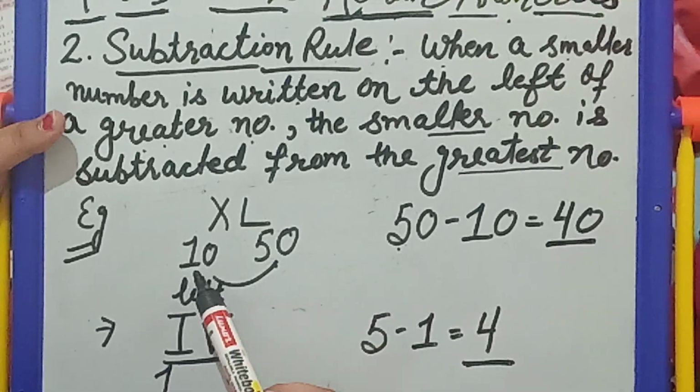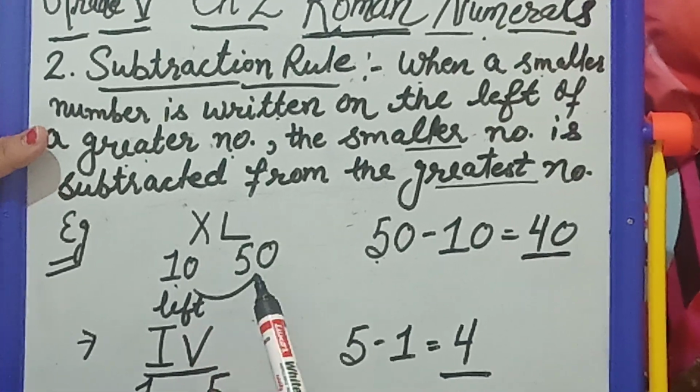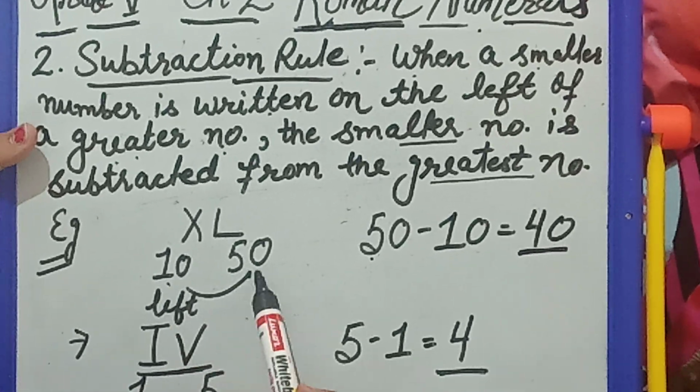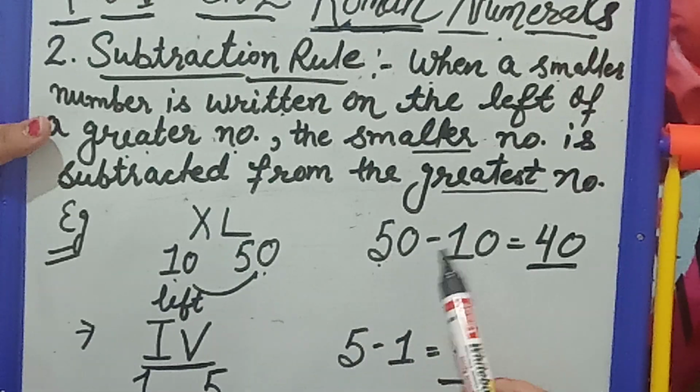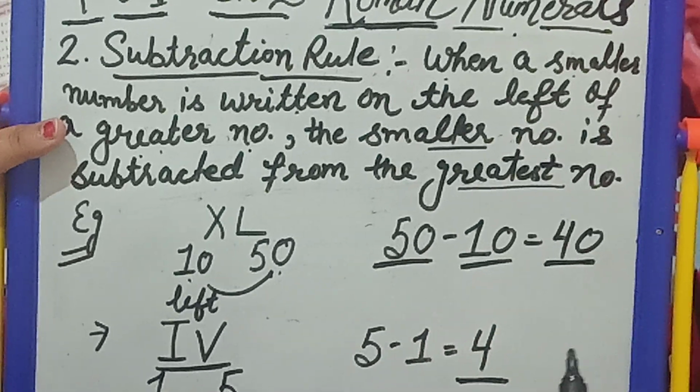This is rule number 2, which is the subtraction rule, in which if the smaller number is before the greater number, or I can say the smaller number is on the left side of the greater number, we have to subtract the smaller number from the greater number.